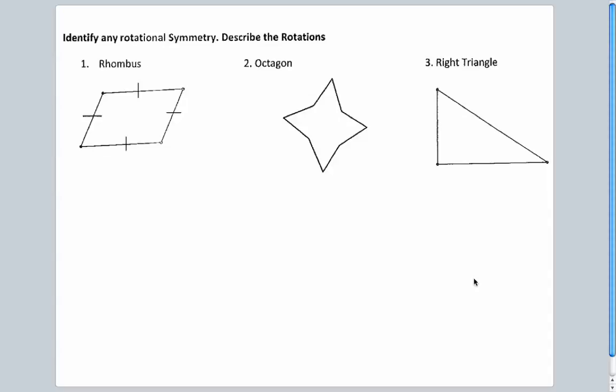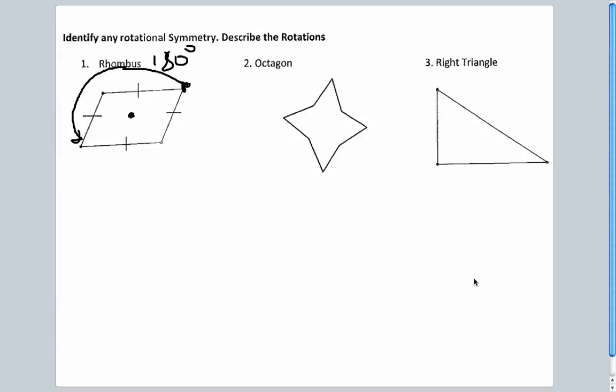So let's look at this rhombus. If I wanted to take this rhombus and rotate it around some number of degrees, I'm not sure how many, I want to know when it would land on itself. I think that if I grabbed the rhombus by this point on the end and spun it right around the center, and I did it 180 degrees, I think that rhombus would end up back on itself.